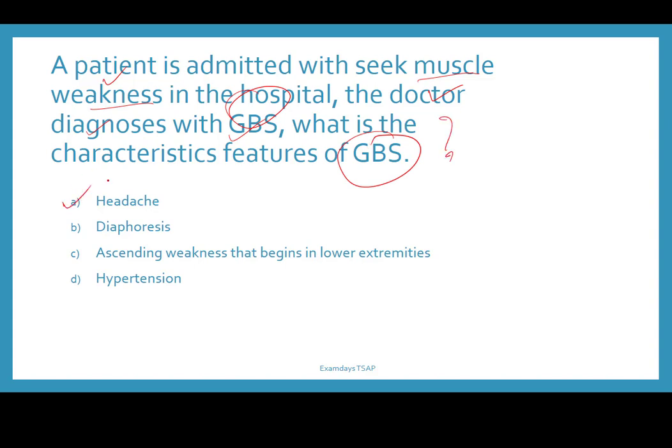Option A, headache. Option B, diaphoresis. Option C, ascending weakness that begins in the lower extremities. Option D, hypertension. So what is the correct answer? You have to answer this question. A very easy question on the characteristics of GBS. The answer is going to be ascending weakness that begins in the lower extremities.